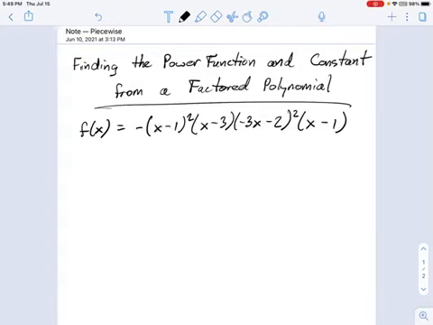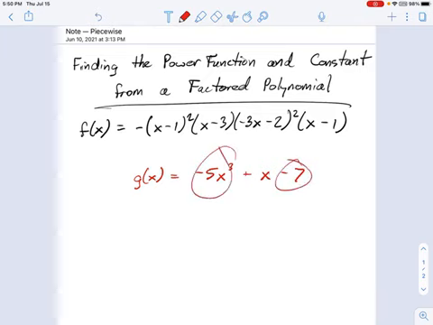One of the important things we'll need to learn how to do from a factored polynomial is finding the power function and the constant term. When you have a standard form polynomial, it's actually very easy to find those two things. And I'll just give you an example here. Let's say you had some polynomial g of x. I'm just going to make this up. Let's say it was negative 5x cubed plus x minus 7. Well, there's the constant and there's the power function, right? They're just looking right at you.